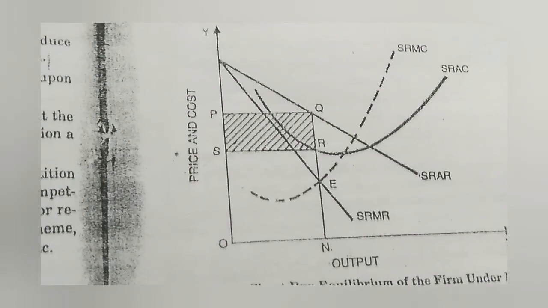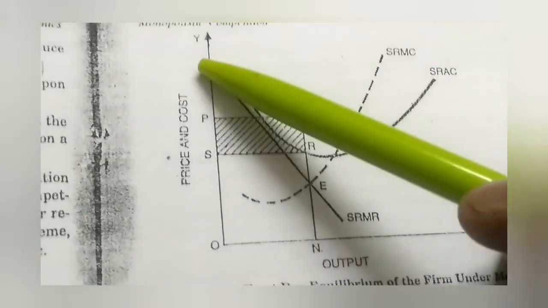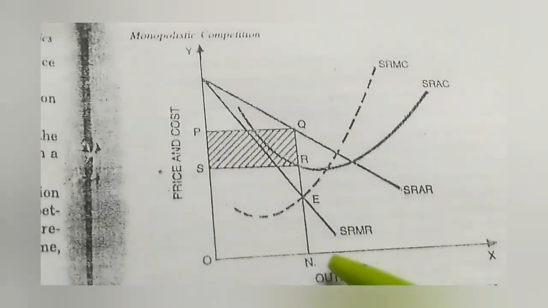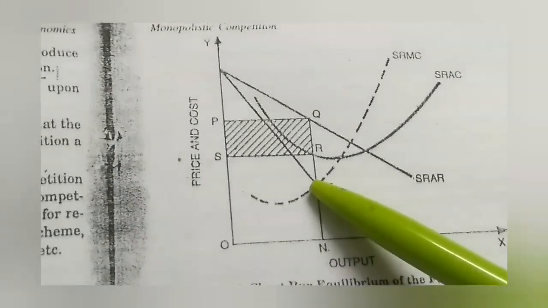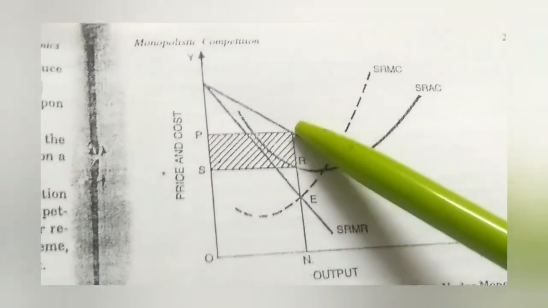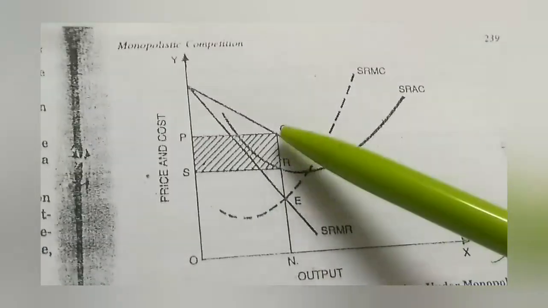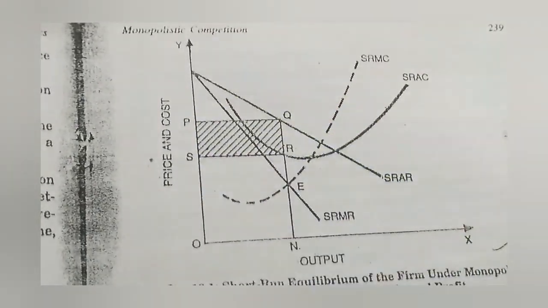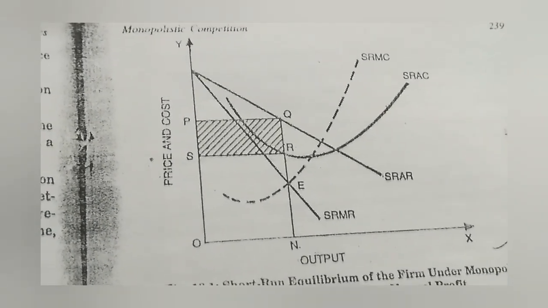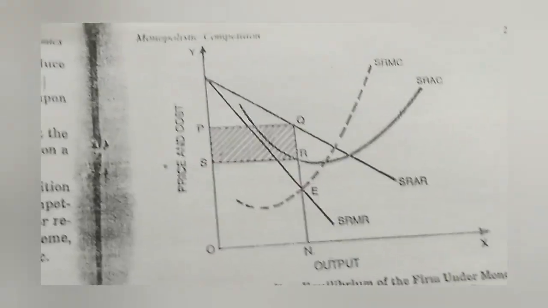It is very simple. The profit maximization condition is MC equals MR. This is the MC curve. This is the MR curve. Both intersect at point E. This is the equilibrium point. This is the equilibrium level of output. At this level of output, the firm requires NR amount of cost. The price is NQ. So NQ minus NR is QR. This is the profit. So PQRS is the profit for the firm. This is the short-term equilibrium of the firm under monopolistic competition with supernormal profit.